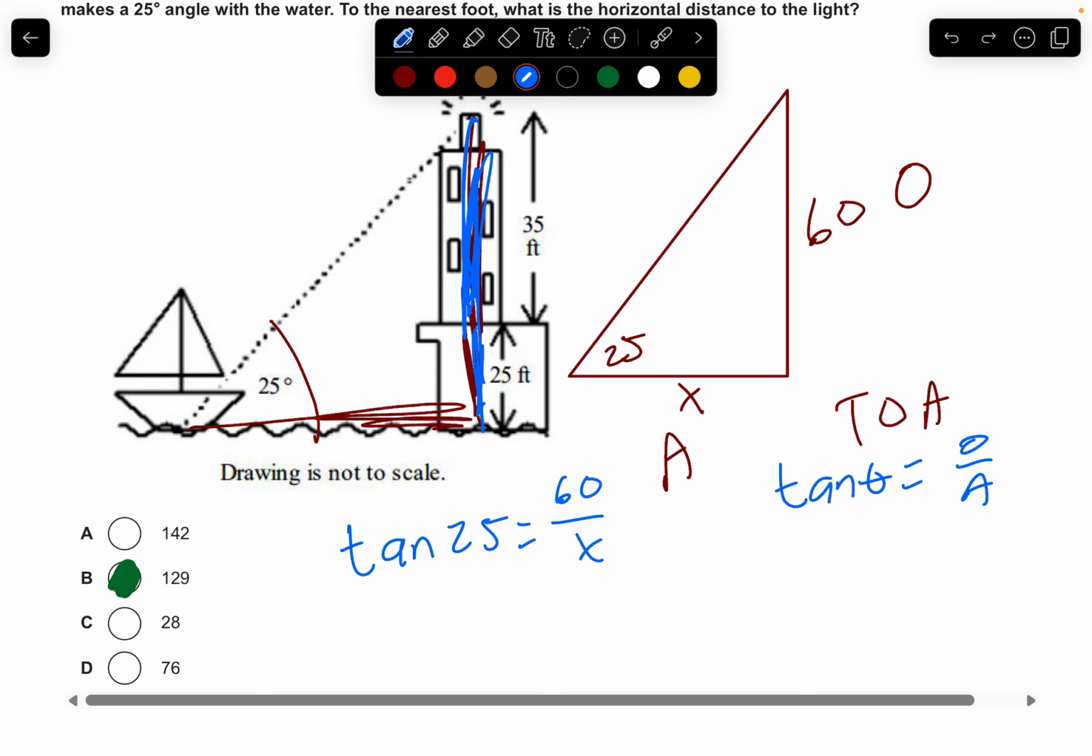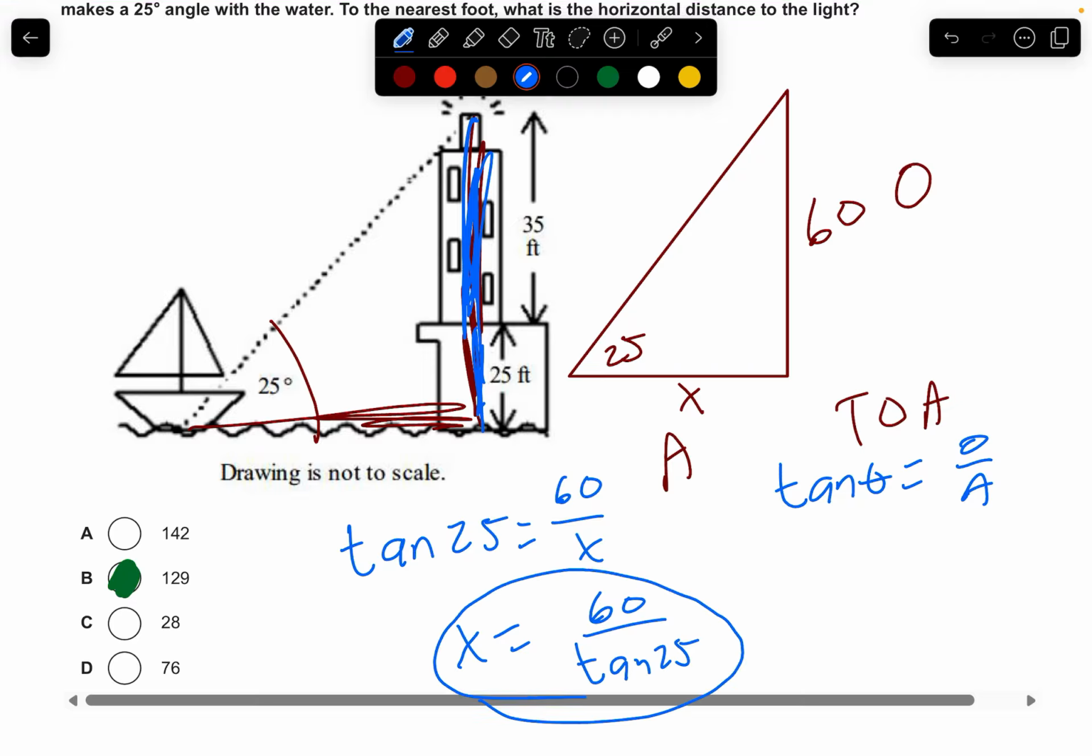If x is down low, they switch places, you know. So 60 over tan 25. This is the exact answer. We type that in. 60 over tan 25 is 128.67, which rounds to 129.